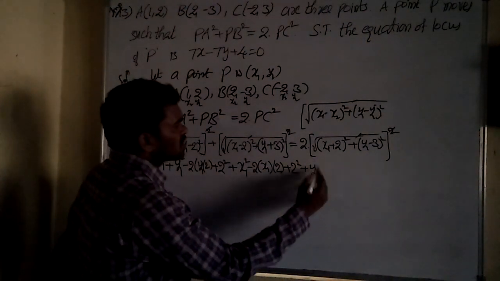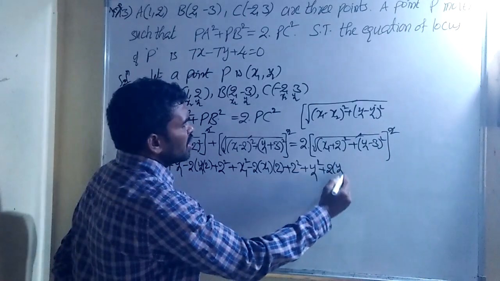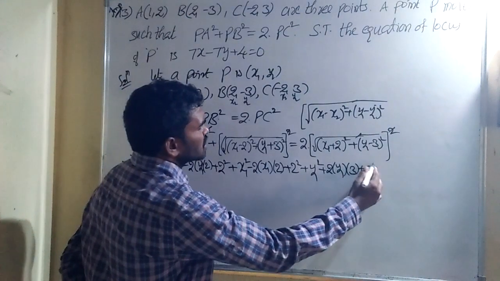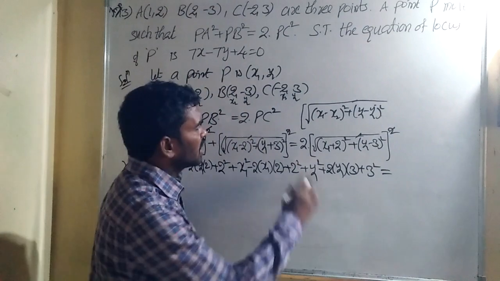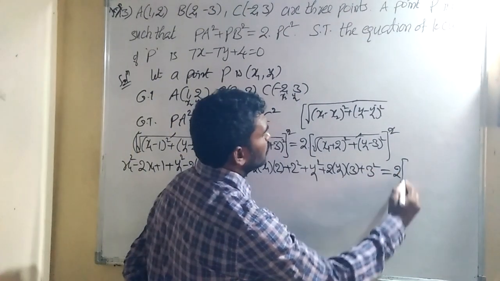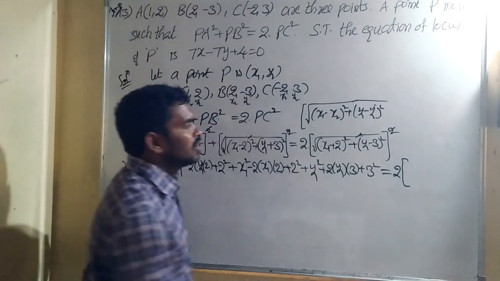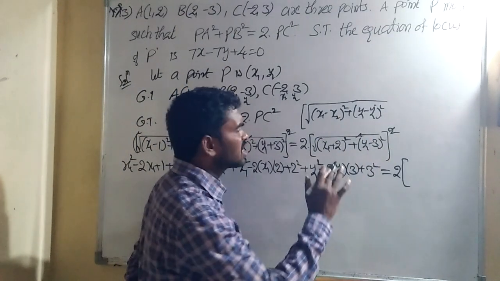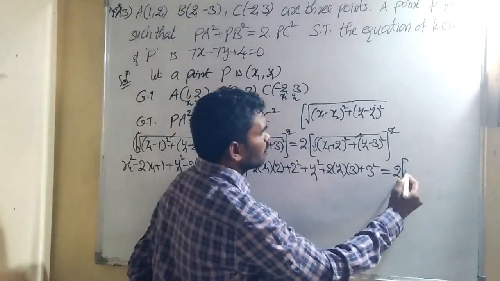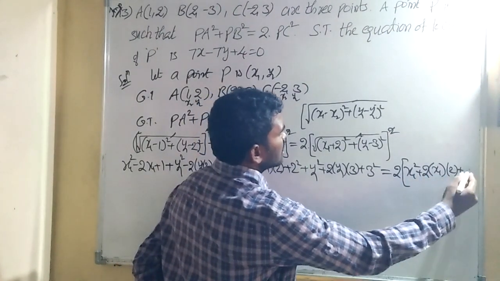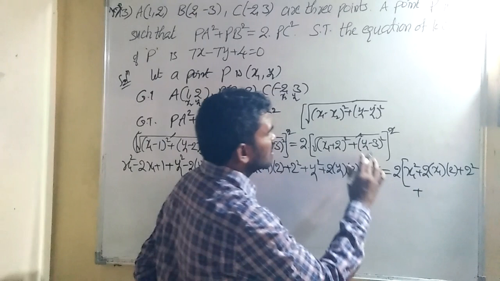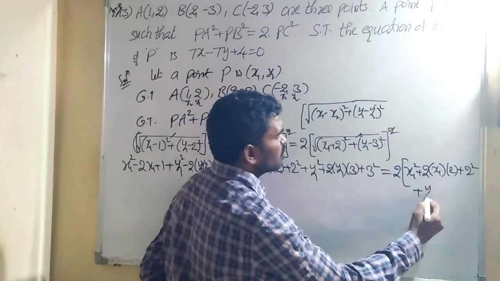So a square plus 2ab plus b square, and then is equal. Next, 2 into, next continuation. Okay, now already square root gets cancelled. Then (a plus b) whole square forms a square plus 2ab plus b square, and plus (y minus 3) whole square means (a minus b) whole square.